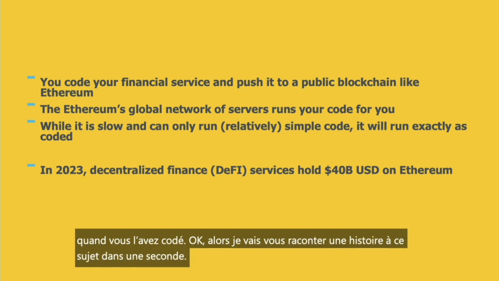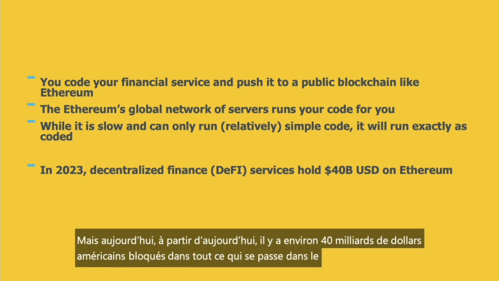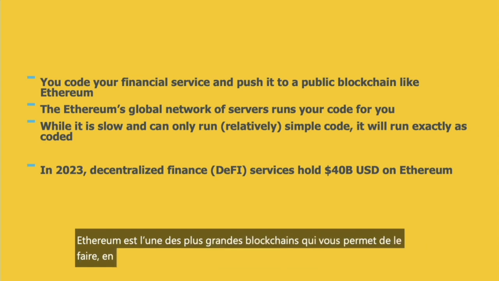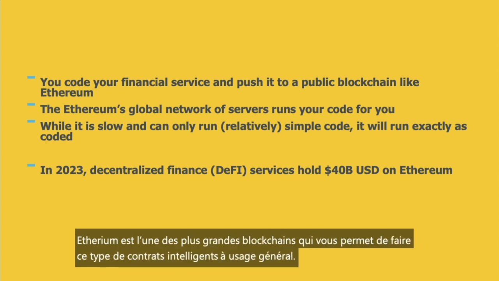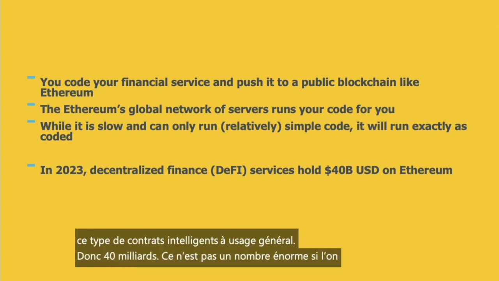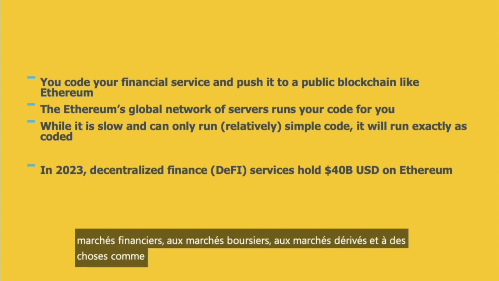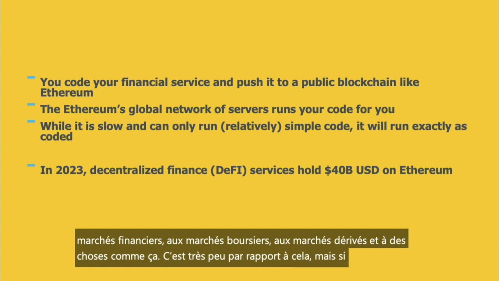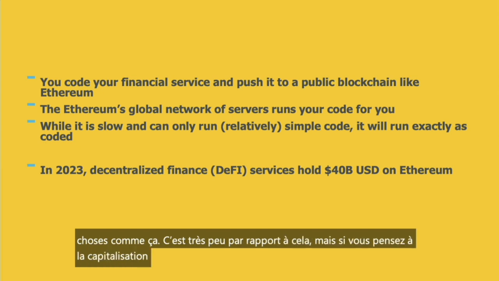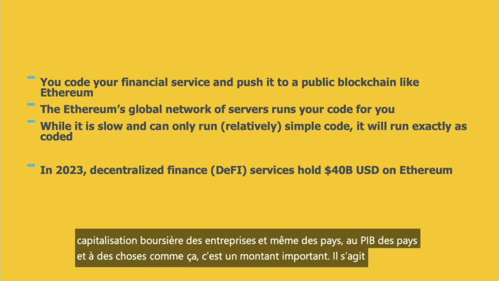But anyway, as of today, there's about 40 billion US dollars locked up in all this stuff that's happening in Web3 on Ethereum. Ethereum is one of the largest blockchains that lets you do this sort of general-purpose smart contracts. So 40 billion is not a huge number. If you think of financial markets, equity markets and derivative markets, this is very small compared to them. But if you think about the market cap of businesses and even the GDPs of countries, this is a material amount. So it's enough, I think, to pay attention to what's happening here.